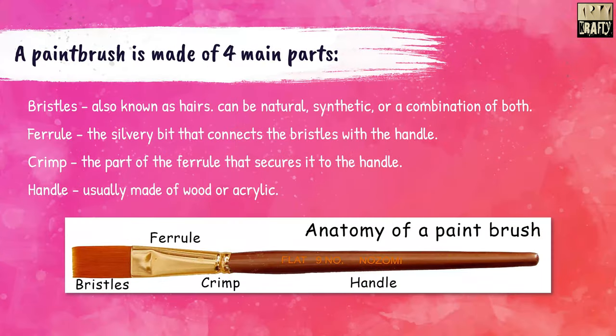A paintbrush is made up of 4 main parts: bristles, also known as hairs, which can be natural, synthetic, or a combination of both. Ferrule, the silvery bit that connects the bristles with the handle. Crimp, the part of the ferrule that secures it to the handle. Handle, usually made of wood or acrylic.